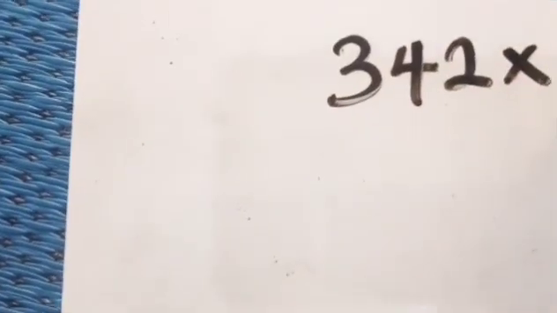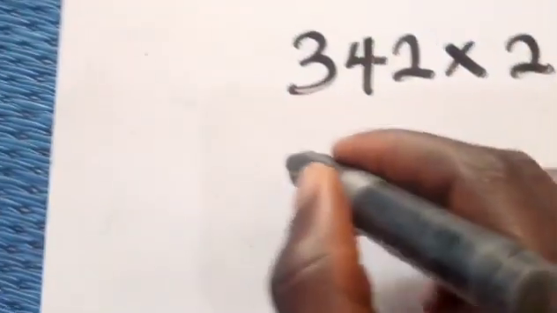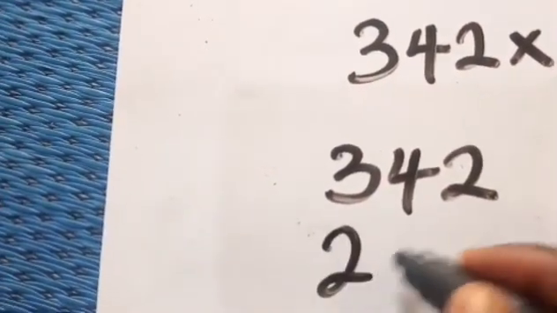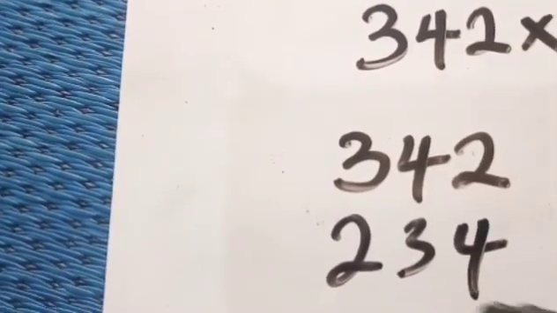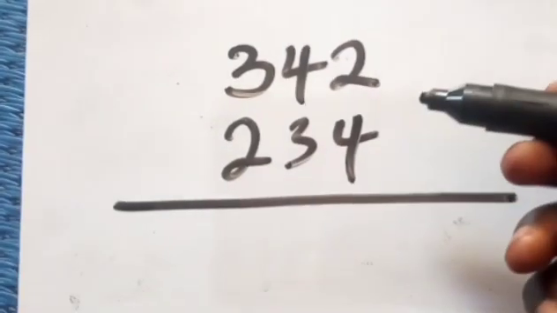Now let's take another example. Let's say we have 342 times 234. Now you arrange it. Don't forget, that's the first thing you are going to do. So when you arrange this, you multiply from both sides. That's the first thing I said you will do.